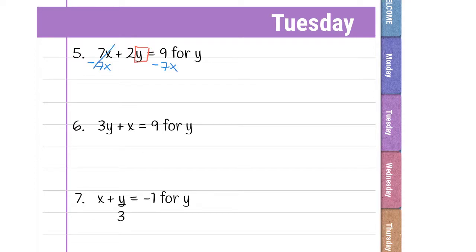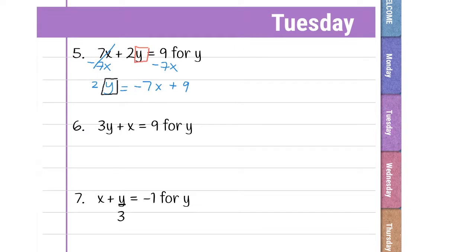7x minus 7x reduces to 0. And I'm left with 2y is equal to, remember, I cannot combine 9 minus 7x because that 9 does not have a variable. So I have to rewrite it. I'm so sorry, I rewrite the coefficient with the variable first, so that's negative 7x. And then that 9 is positive, so plus 9. Don't forget to have that box around your y.